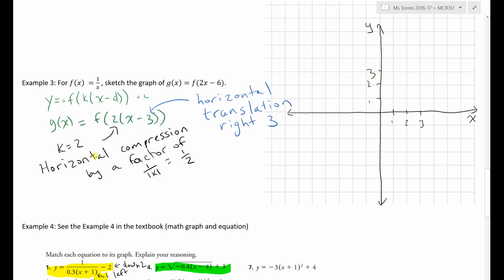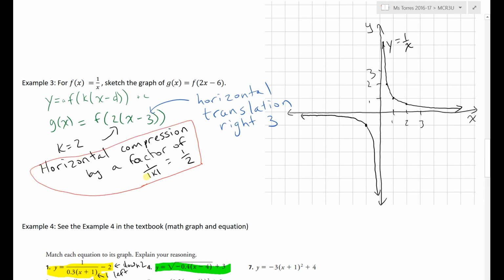So if we do our compression first, horizontal compression by a factor, well, it would help if we had the parent graph. The reciprocal function here: basically take all the x values and do 1 over the x value. Pretty easy to graph. So this is y is equal to 1 over x. Okay, so the first transformation, I'm going to do it in red. Horizontal compression by a factor of 1/2.